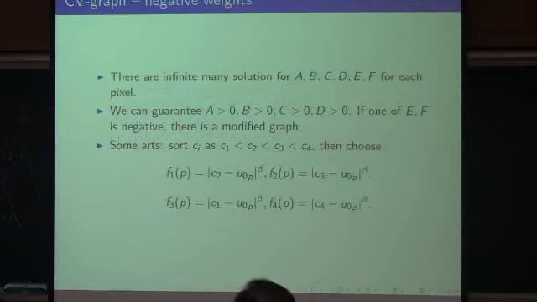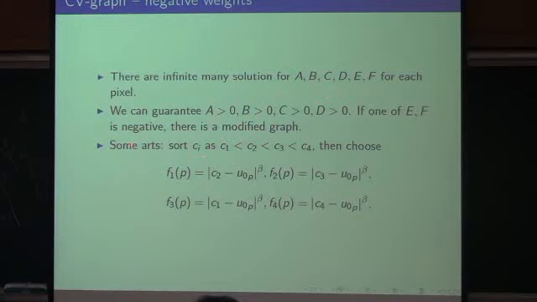So there are infinitely many solutions for A, B, C, D, E for each pixel. We can guarantee A, B, C, D are positive. If one of them is negative, or if both are negative, then we have a trouble, right? But if there is trouble, it's not the end of the story. We still have something to get rid of it.